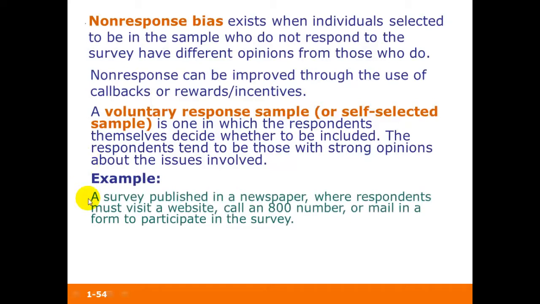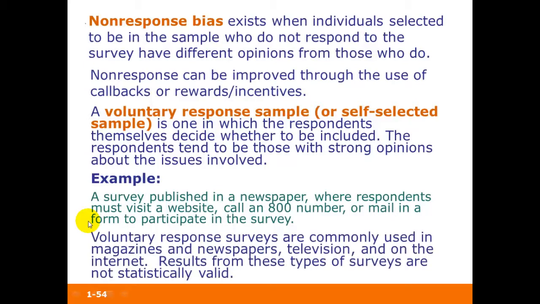Here are some examples. A survey published in a newspaper where respondents must visit a website, call an 800 number, or mail in a form to participate in the survey. Again, the people who are likely to respond to this type of survey are those who have strong opinions. And you see voluntary response surveys a lot. They're common in magazines and newspapers, television, on the internet, but the results from these type of surveys are not statistically valid. They are extremely biased.